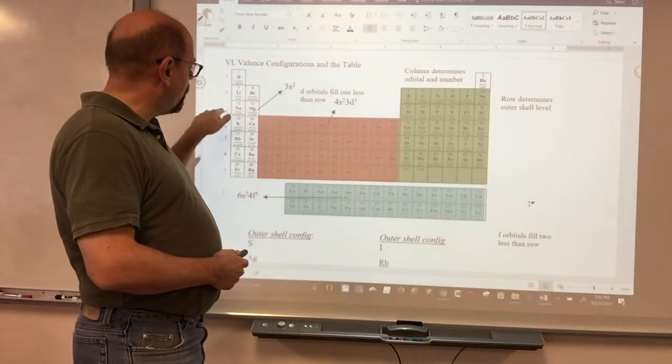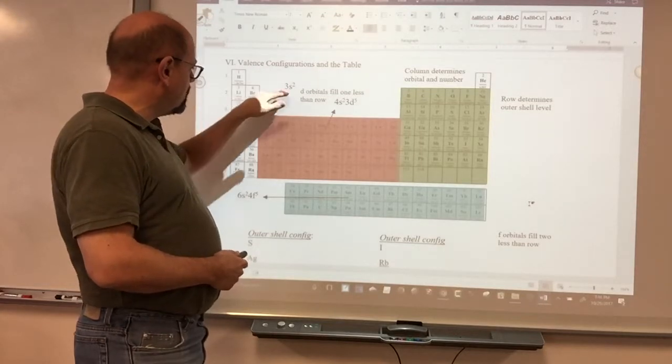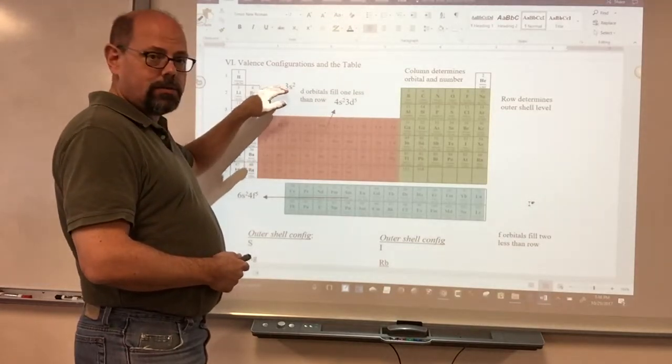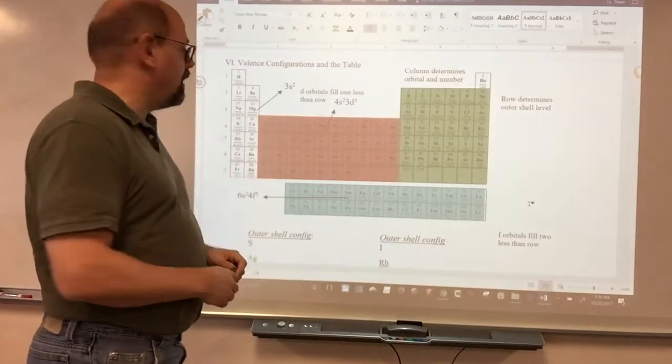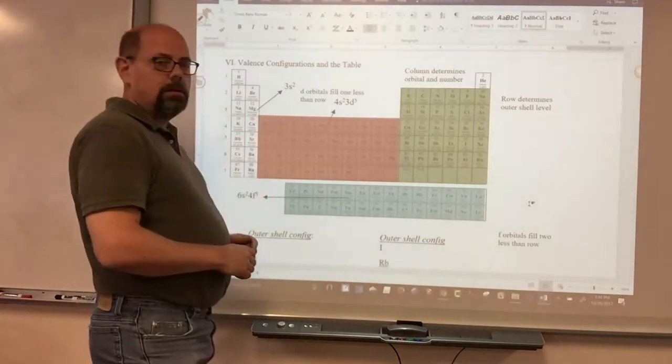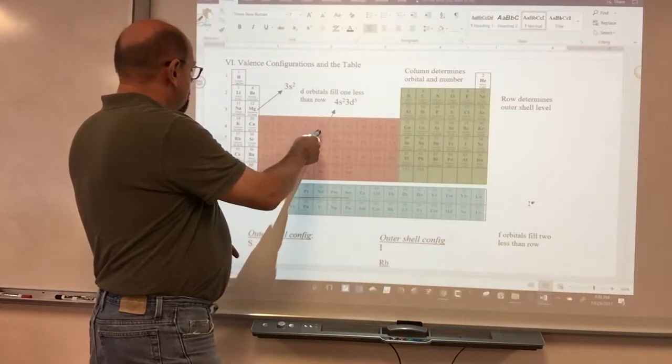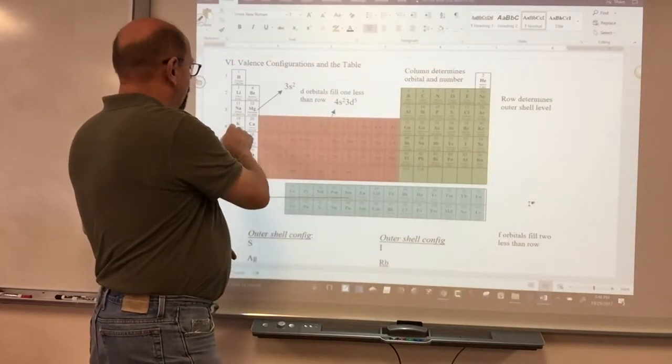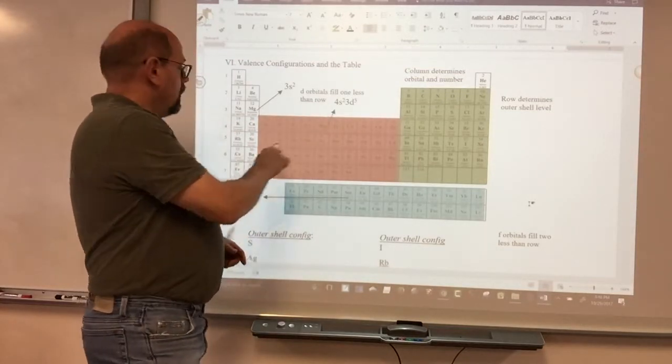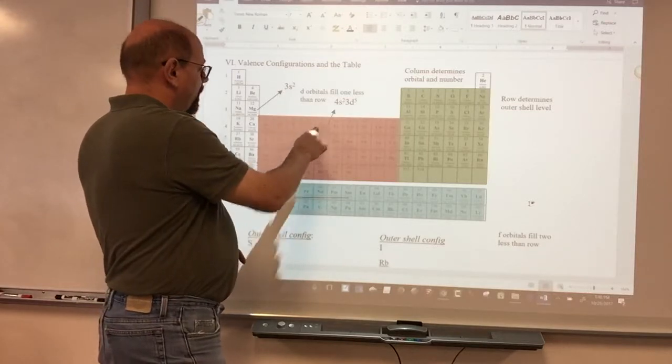It's the second one in on the third row, so 3 is the third distance from the nucleus, the ring that these electrons are in, and they're both in a spherical path. Two of them are there because it's the second element in. What about this manganese? This manganese is on the fourth row, so it's got 4s2 that are filled. Okay, it's the 1, 2, 3, 4, 5th element in.